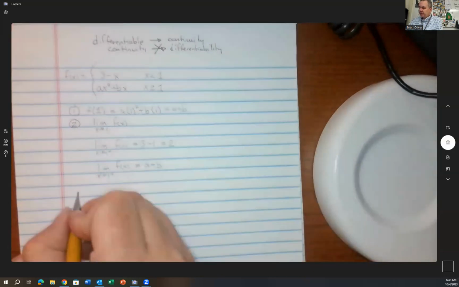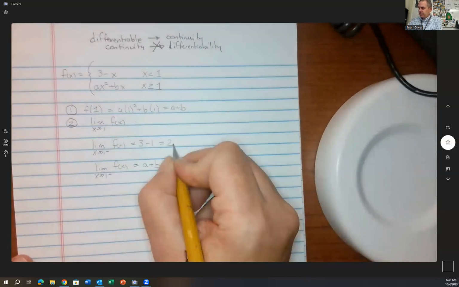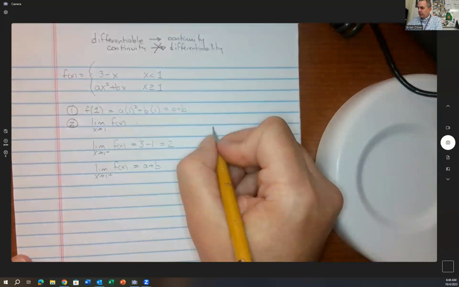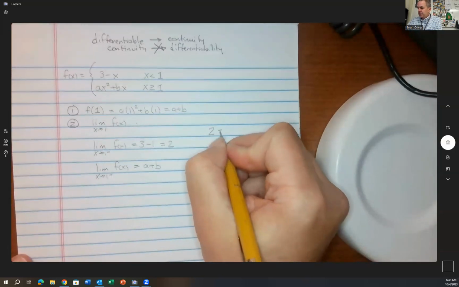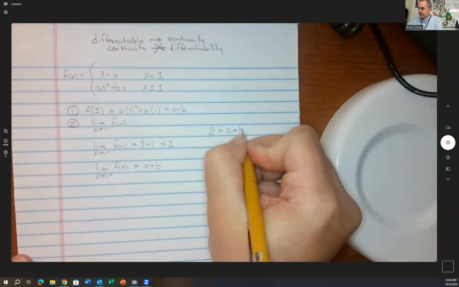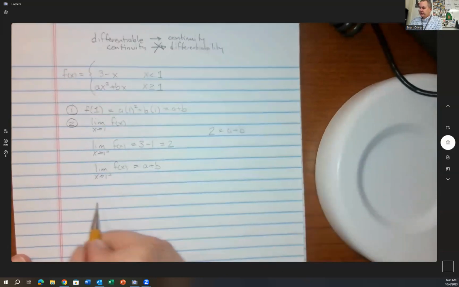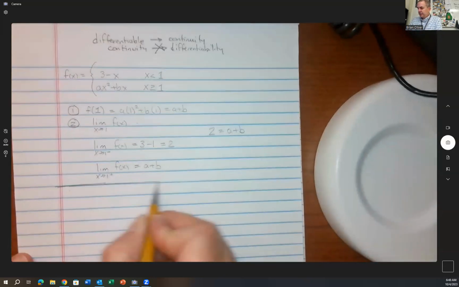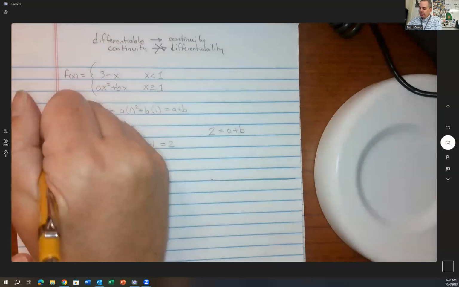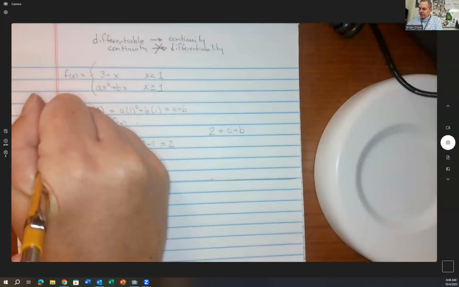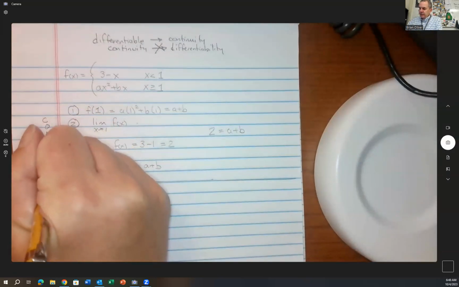Here's where we know: for this limit to exist, these two have to equal one another. So I have the following equation: 2 equals a plus b. So I have one equation. This is my proof of continuity.